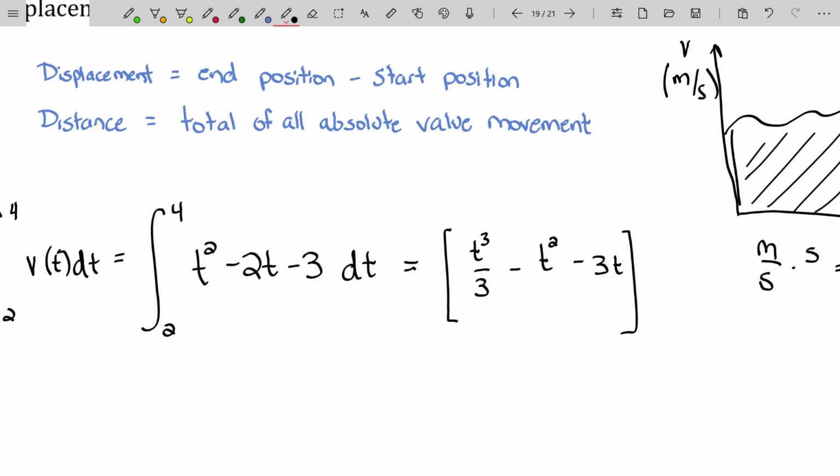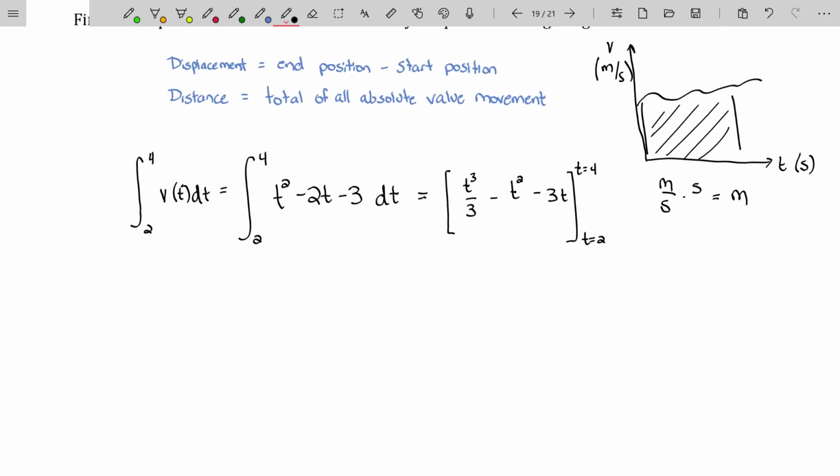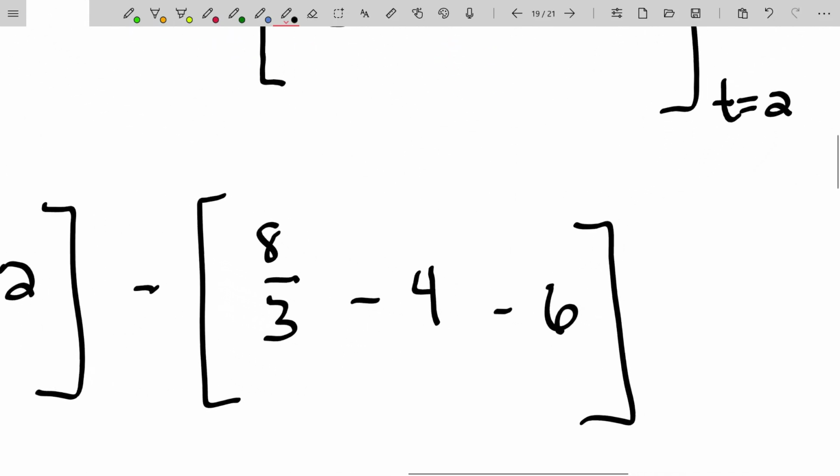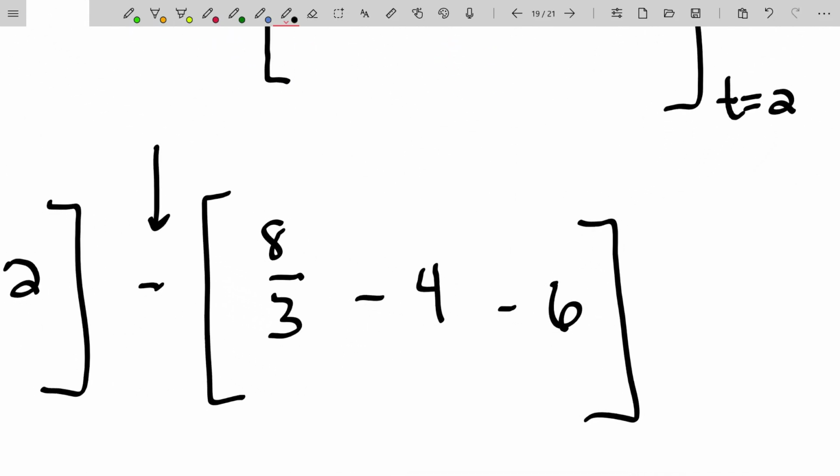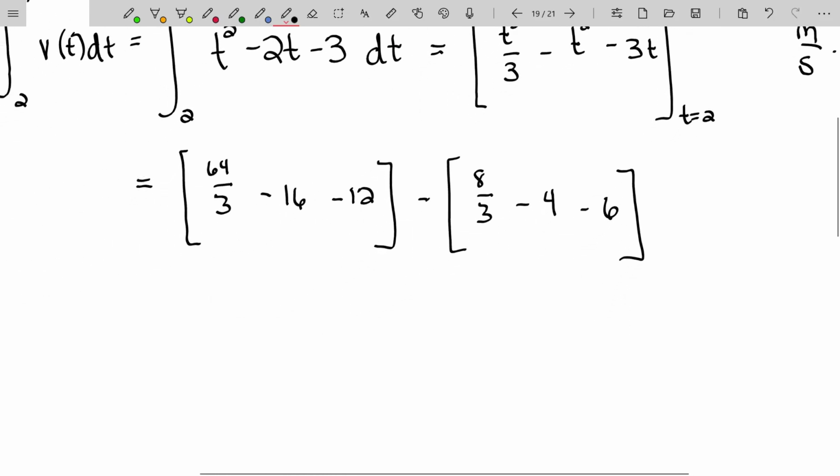And you're going to evaluate this from t equals 2 to t equals 4. This is probably the arithmetic version of the worst case scenario because you're just going to have to do a lot of arithmetic here. We'll plug in the upper limit. So I get 64 thirds minus 16 minus 12, minus, and then we'll plug in the lower limit. That's 8 thirds minus 4 minus 6. Notice the parentheses that I use after the minus sign here. You have to do that, otherwise you'll make sign mistakes.